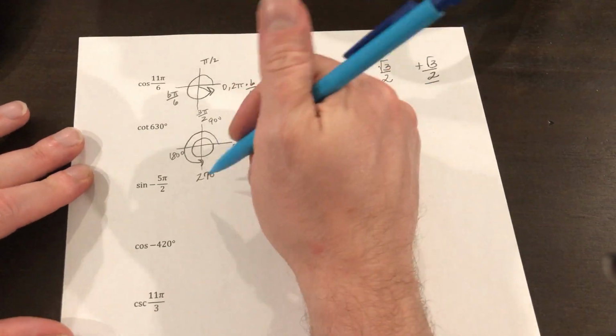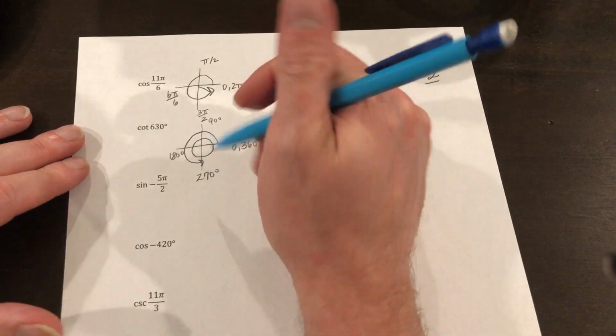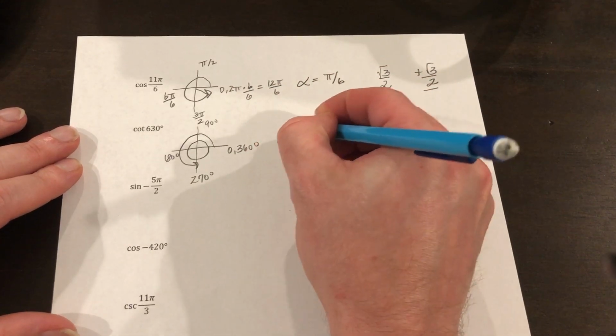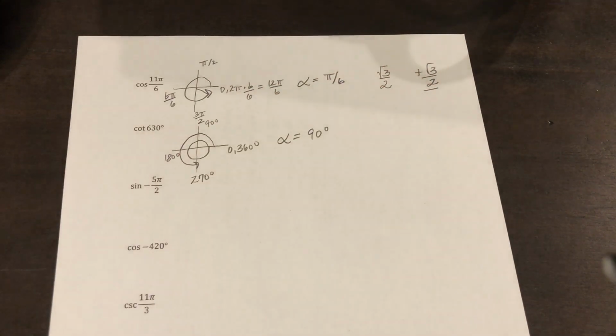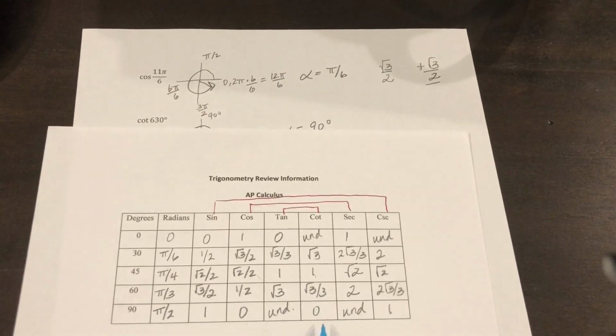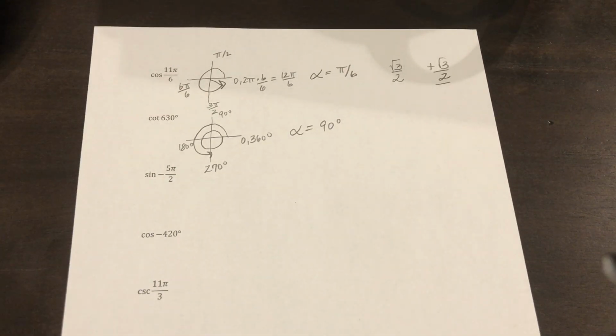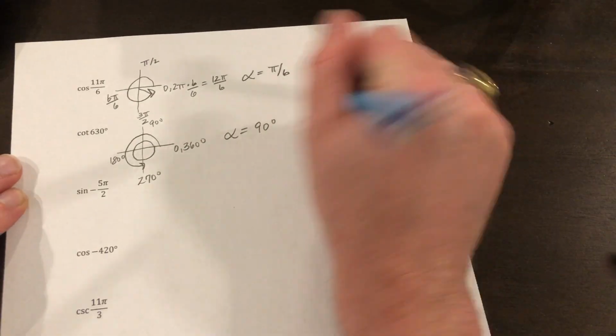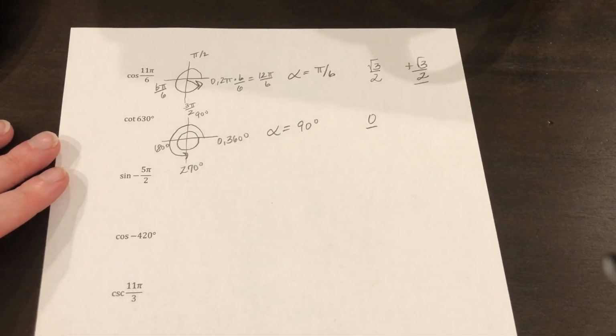If our angle lands on the y-axis, our reference angle is 90 degrees, or pi over 2 radians. And then cotangent of 90 degrees is 0. Okay, and 0 doesn't have a sign, so we're just going to leave it like that.